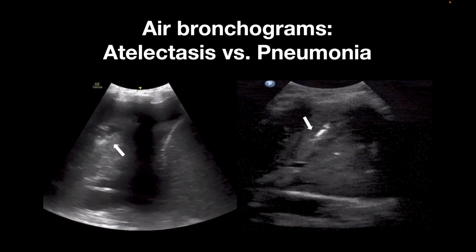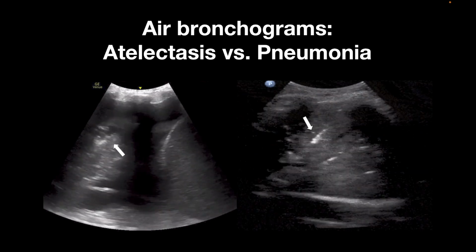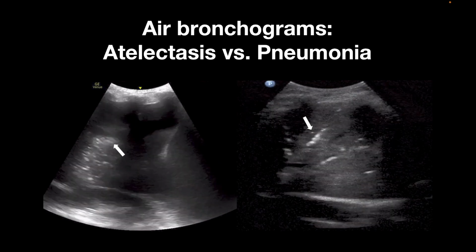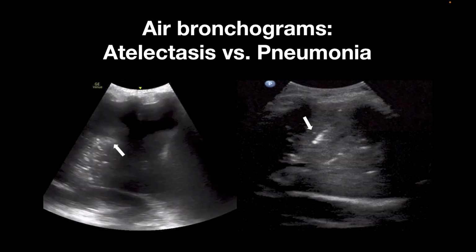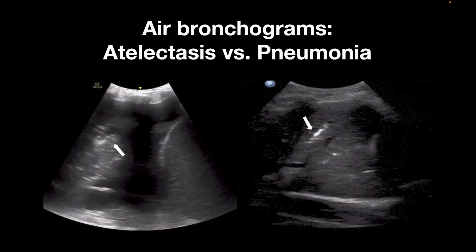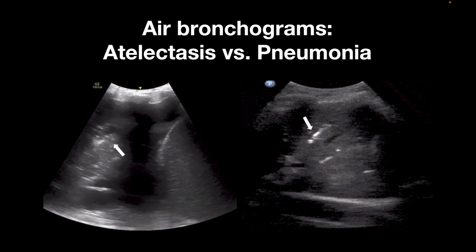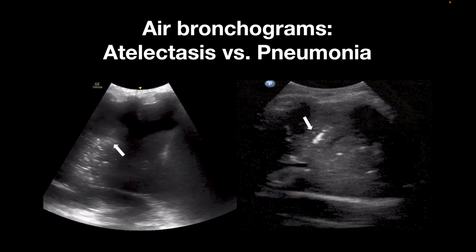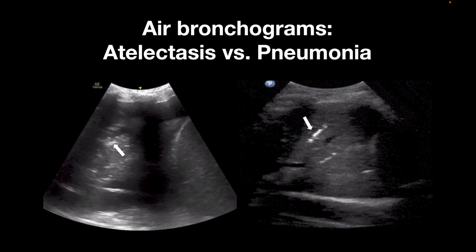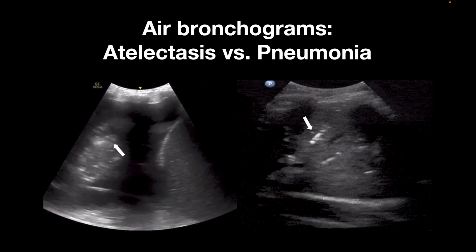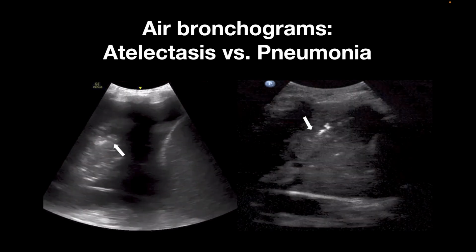There's also a distinction between static air bronchograms, seen on the left, and dynamic air bronchograms, seen on the right. Dynamic air bronchograms move with respiration, which tells you there's no bronchial obstruction and air is moving through normally. This is a good way to distinguish pneumonia from atelectasis. While both atelectasis and pneumonia can be associated with static air bronchograms, dynamic air bronchograms make pneumonia the more likely diagnosis.